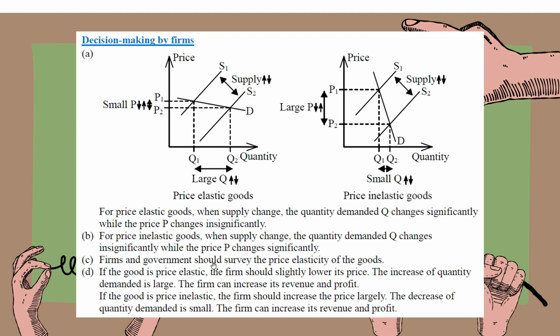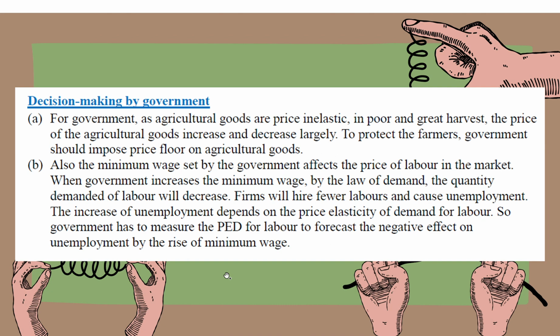Firms and governments should also weigh the price elasticity of the goods before they make a decision. If the good is price elastic, the firm should cut the price. If it is price inelastic, the firm should raise the price. That is the difference. It is also decision making for government. For example, agricultural goods, they know that it is a poor nature, price inelastic, so the price changes quickly.